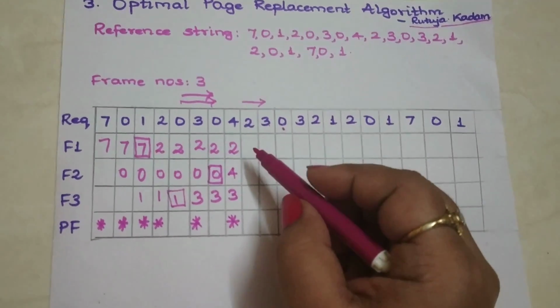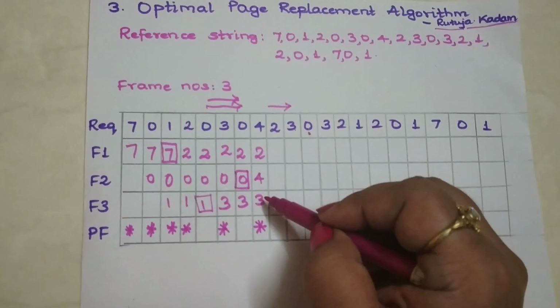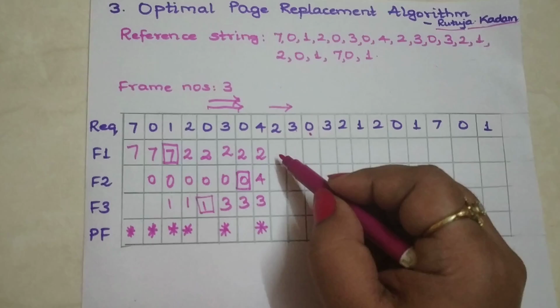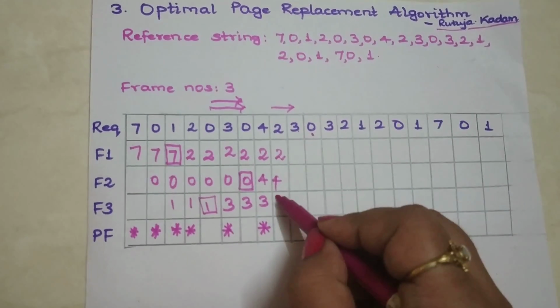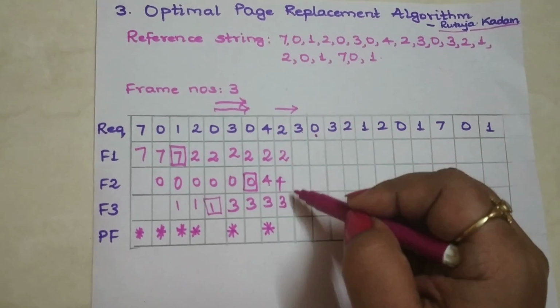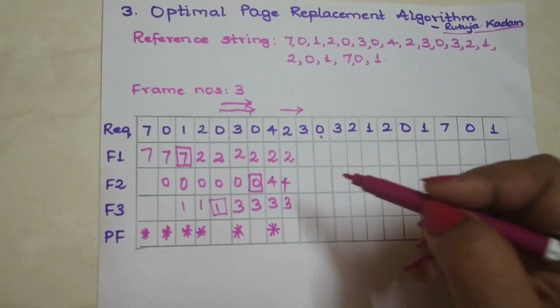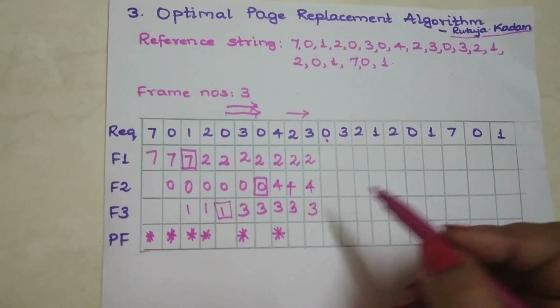Now comes what? 2. Now this 2. Check the contents in the frames. It is there. That means no page fault. So write as it is 2, 4, 3. Then comes 3. Yes, check the contents of the frames. 3 is there. So no page fault. Write the contents as it is 2, 4, 3.